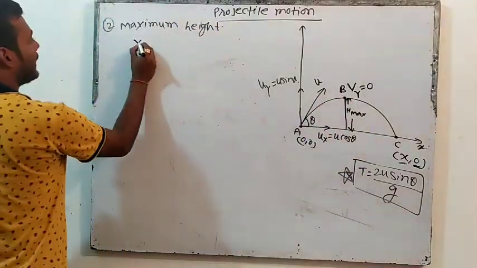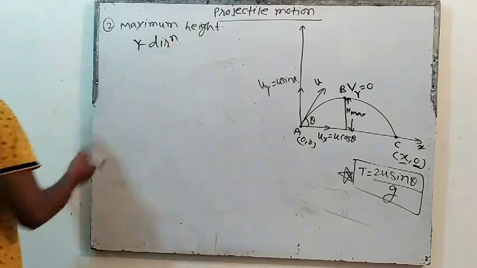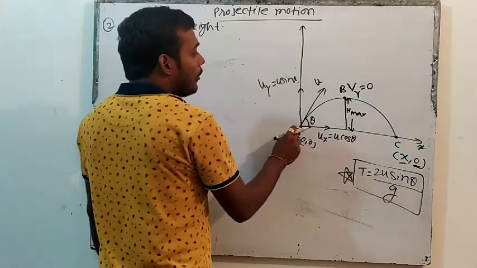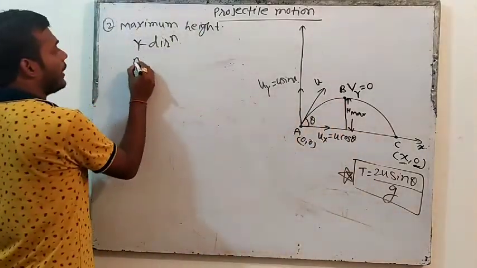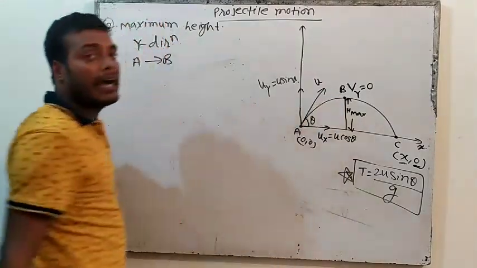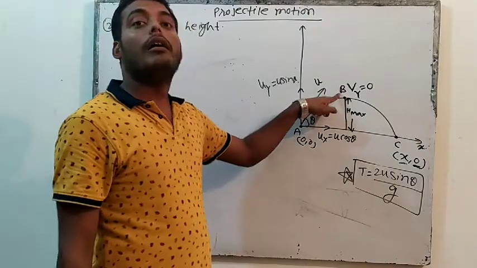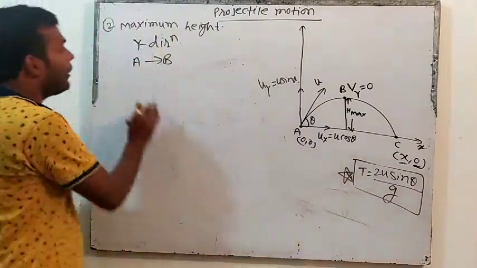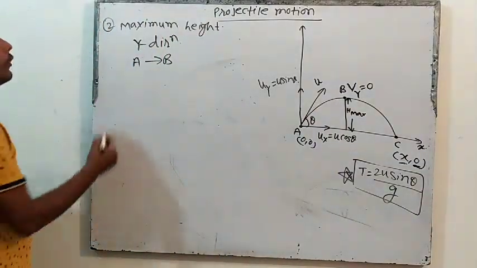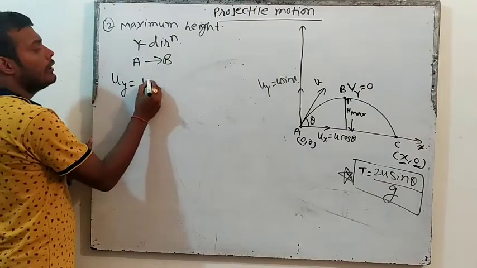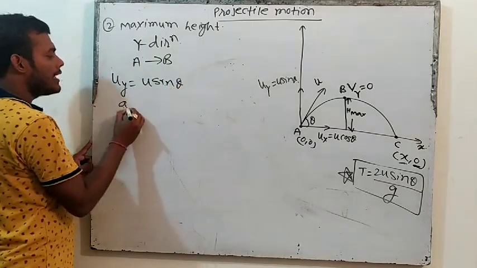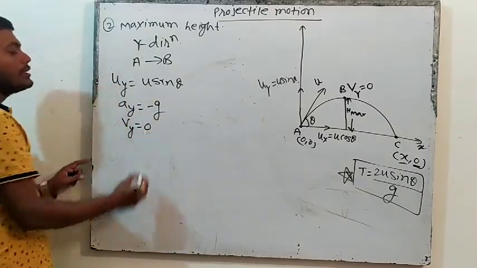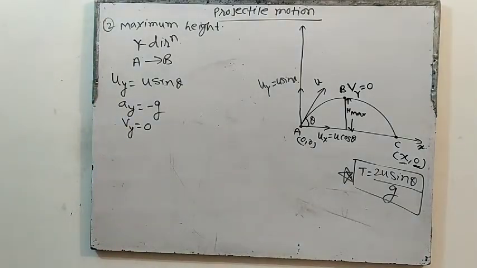So we have to go in the y direction. First understand in which direction we have to go to solve this. And maximum height means we will apply the equation from where to where? A to B, because B is the point which is at the maximum height. Which things do we know? We know the initial velocity in y, which is u sin theta. We know the acceleration in y, which is minus g. We know the final velocity in y, which is 0, because at B, the highest point, the final velocity is 0.